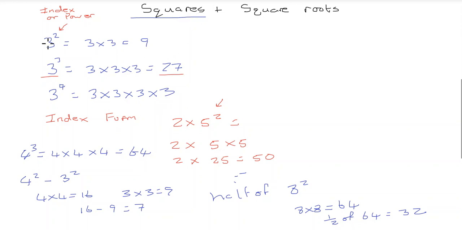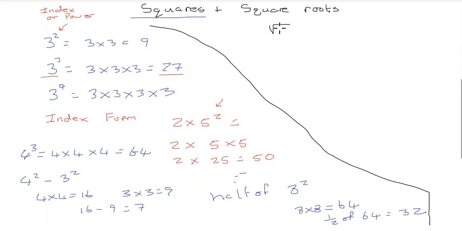Now, this is an index or a power. The opposite of that is what's known as a square root. Let's just look at that. So we have a square root, something like this: the square root of 16.